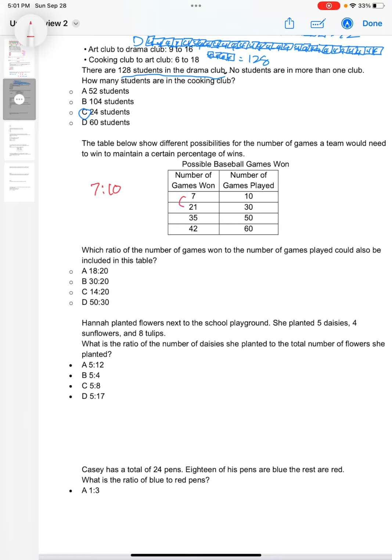This is 7 times 3, times 5, times 6. And so times 3, times 5, times 6. So what we're looking for is 18 to 20.